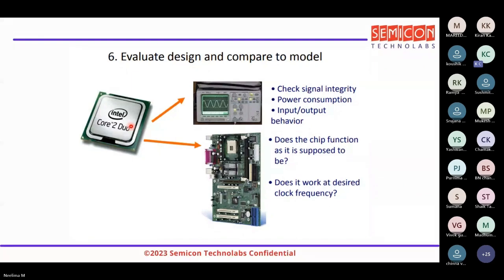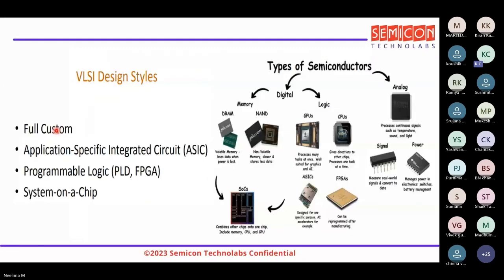Now there are four different types of design styles. One is full custom. Full custom generally we refer to the analog logic. As I mentioned, it is a continuous signal which we look at. Again, in analog, we can manufacture the chips which are related to signal. We can manufacture the chips which are related to power. So analog processes continuous signals such as temperature, sound, and light. We cannot digitize the temperature, sound, and light. It has to be continuous.